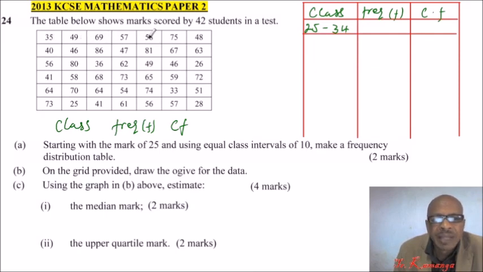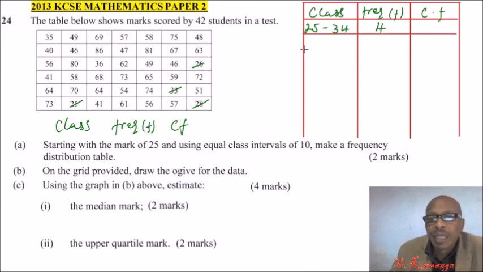So we check in our table. Between 25 and 34, this is 1. Okay, 25 and 34, that's another one. 25 and 34, that's another one. This is another one. So there are 4, and therefore the frequency is 4.